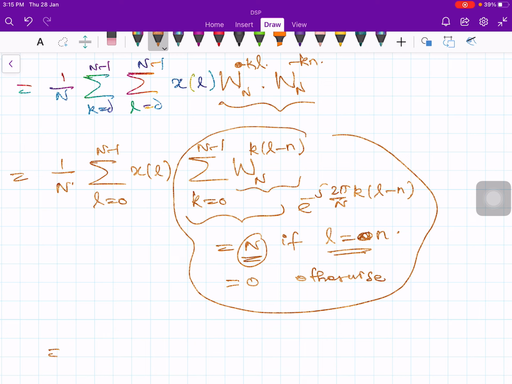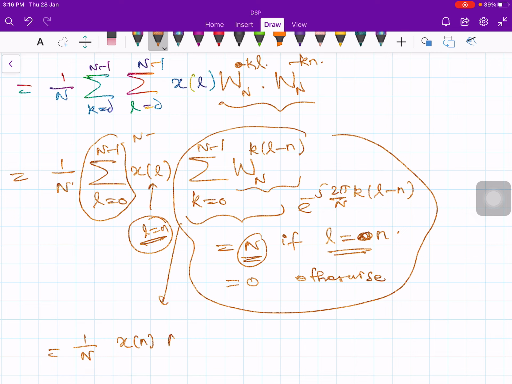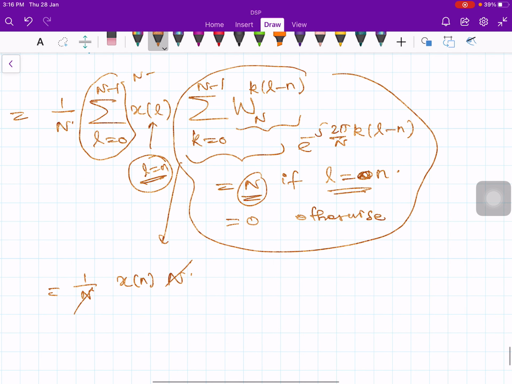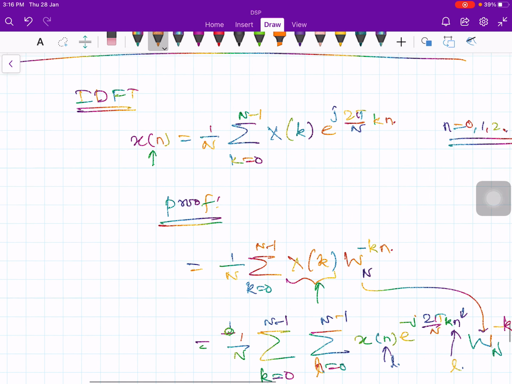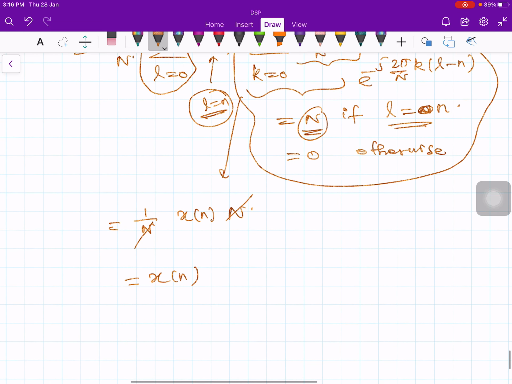Okay, so it exists only in one value, and in this also only l is equal to n. Out of the capital N number of points in this summation, it gives only one non-zero value, that is l is equal to n. Therefore 1 over N, then this is x of n, and this summation is going to be capital N. So N and N will get cancelled, so this is x of n. The left hand side we started with x of n, and the right hand side also we have x of n.